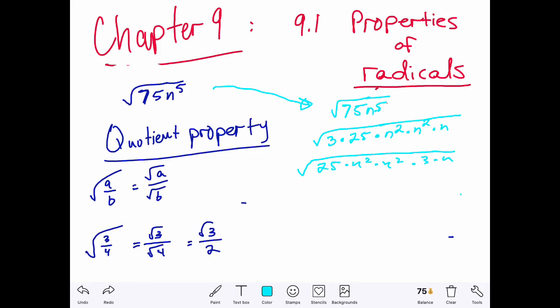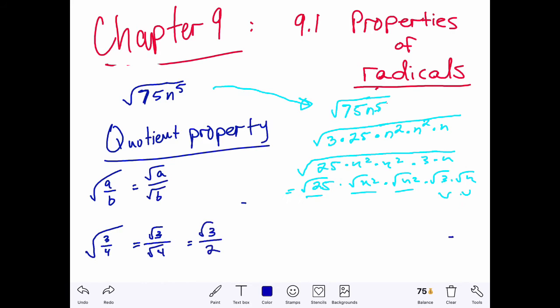Okay, and really what this is the same as is the square root of 25 times the square root of n squared times the square root of n squared times the square root of 3 times the square root of n. So now we're applying essentially the radical to each of those products that are multiplied. And we broke it up into, say, perfect squares that I can pull out. Notice these first ones here. I'm going to be able to escape something from the radical, whereas on these two, I won't. And we'll see how that looks here in a minute.